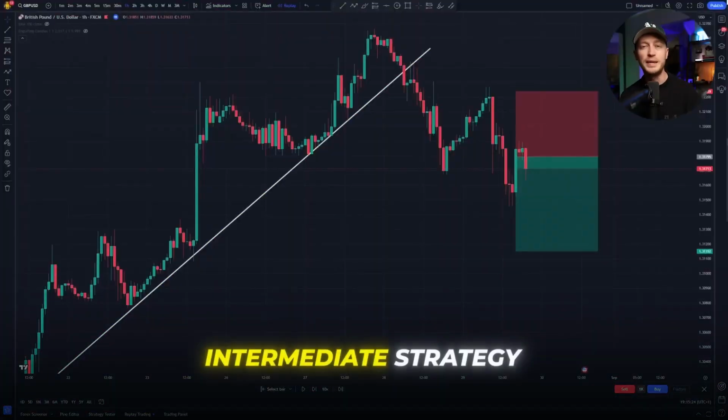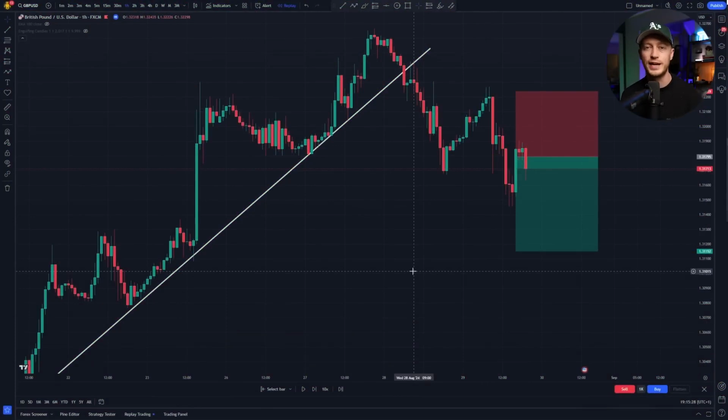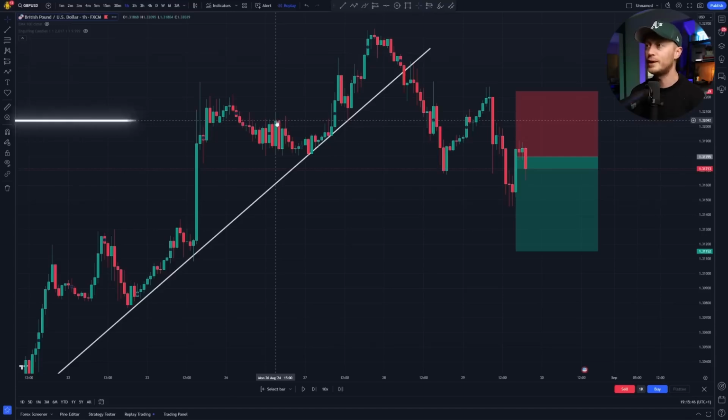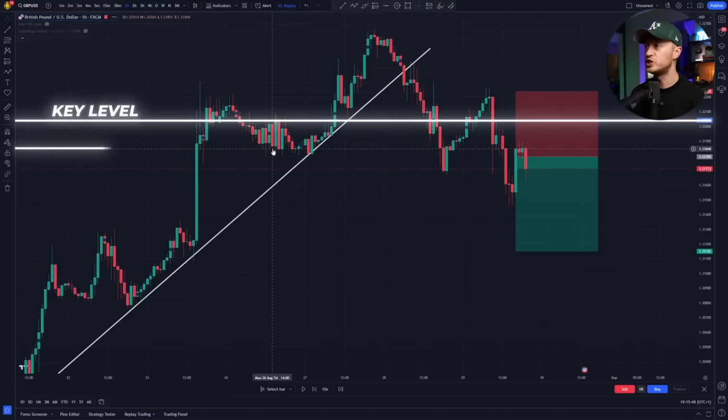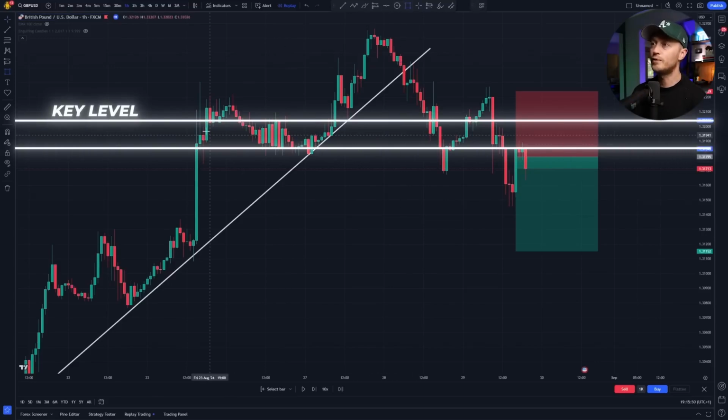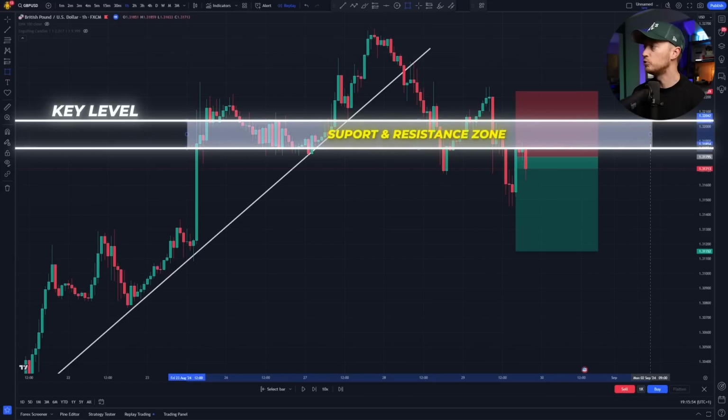Here is our intermediate trading strategy. This is a trading strategy I use every single day. Support and resistance, break and retest, contributing to my $86,000 withdrawal that I'm going to show you after this trade. So the first thing I'm doing here is I'm marking up my key levels, my support and resistance areas. You can see I'll often create a support and resistance zone, right? Just map it out just like this.